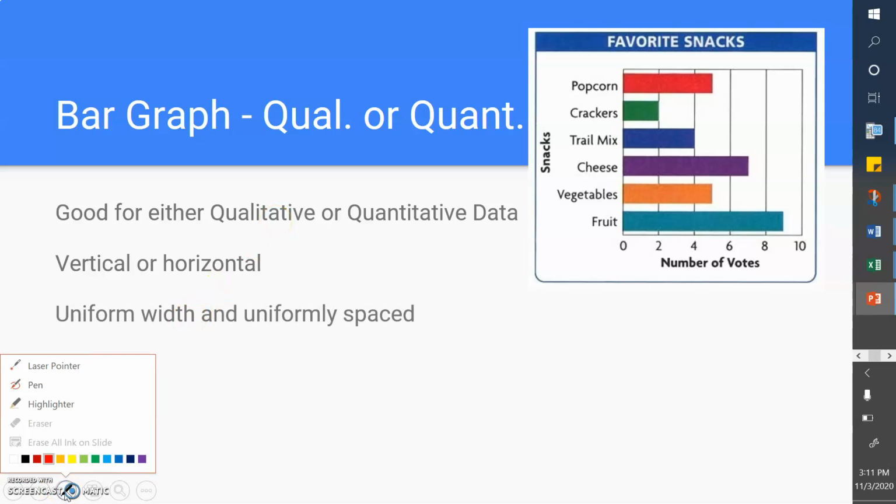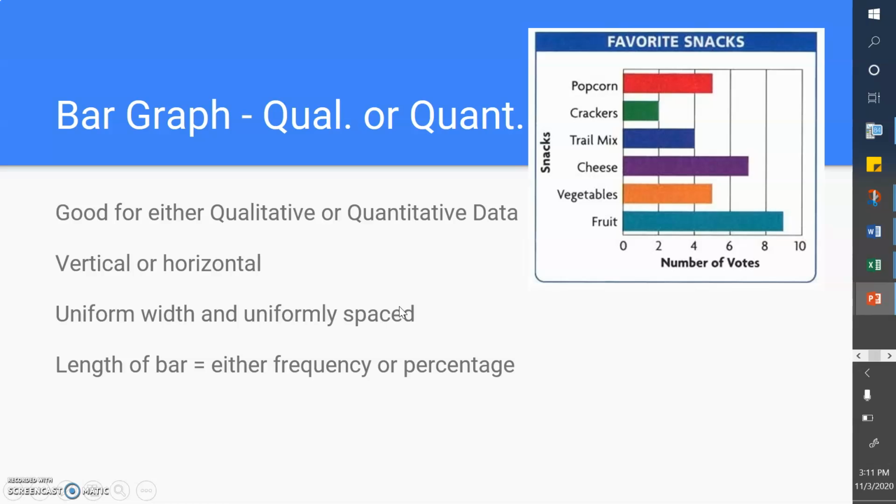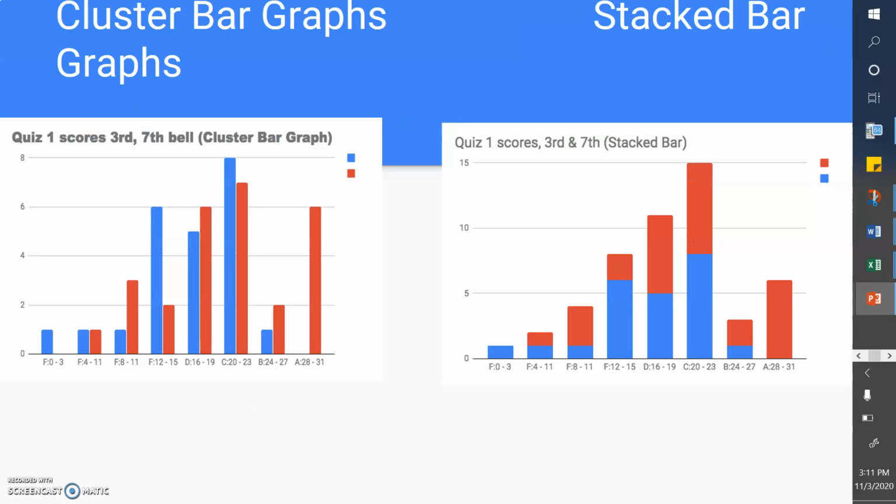You have to make sure that the bars are the same width so that it compares appropriately. And how long the bar is depends on either the frequency or a percentage. You can use them with just counting or percents, but you have to label it really well. If you just give me a bar graph with no labels, it is useless to me or misleading.